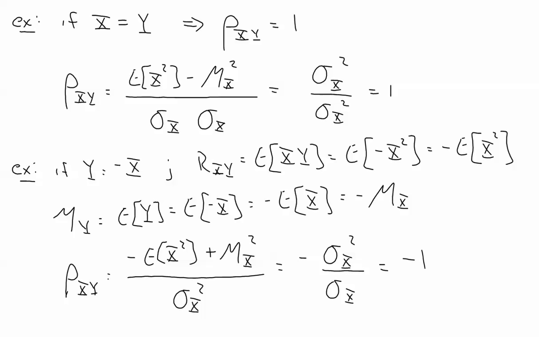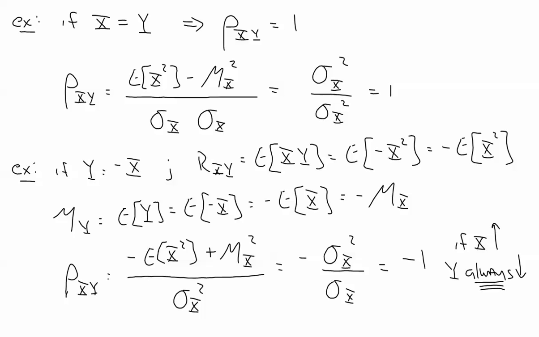Okay? So if x and y are off by a sign, if x equals negative y or y equals negative x, then what this is saying is that if x increases, y always decreases. That's what a correlation coefficient of minus 1 means.